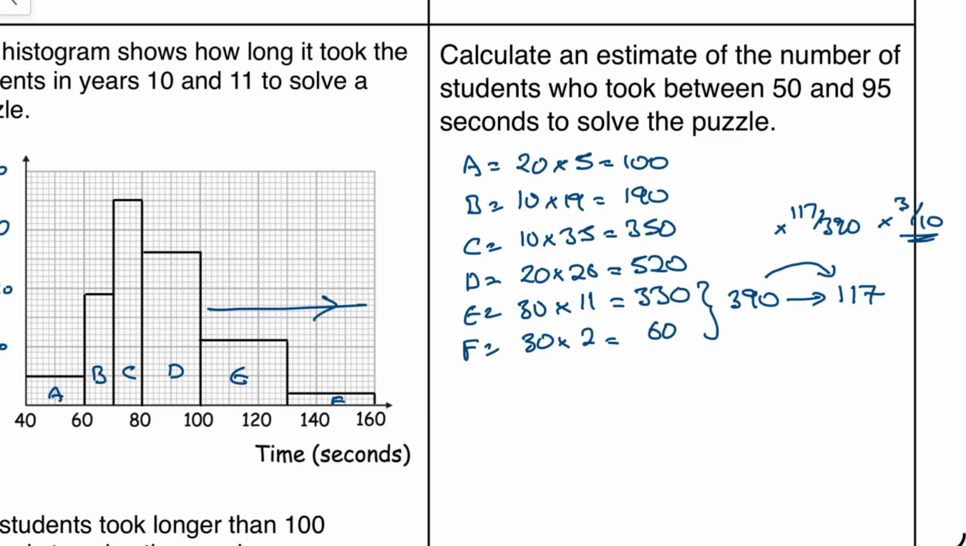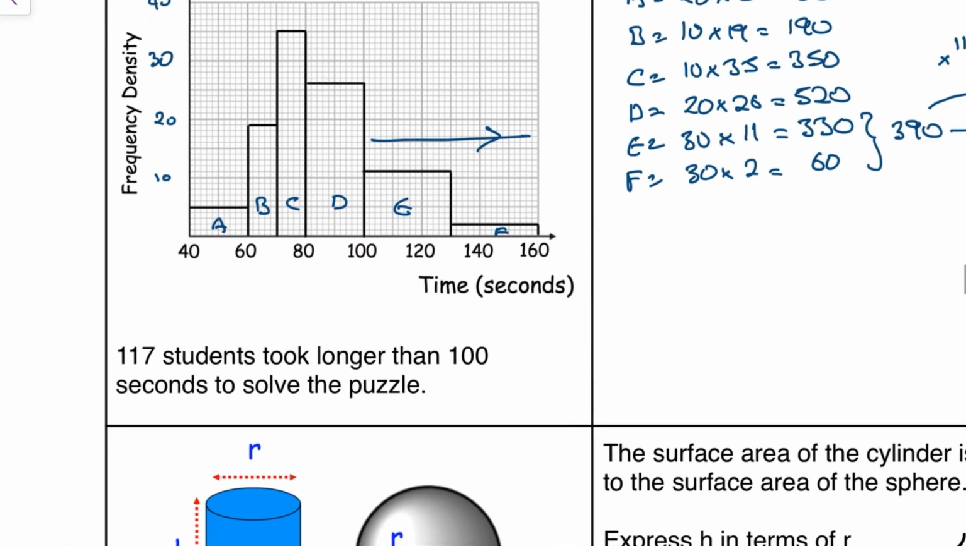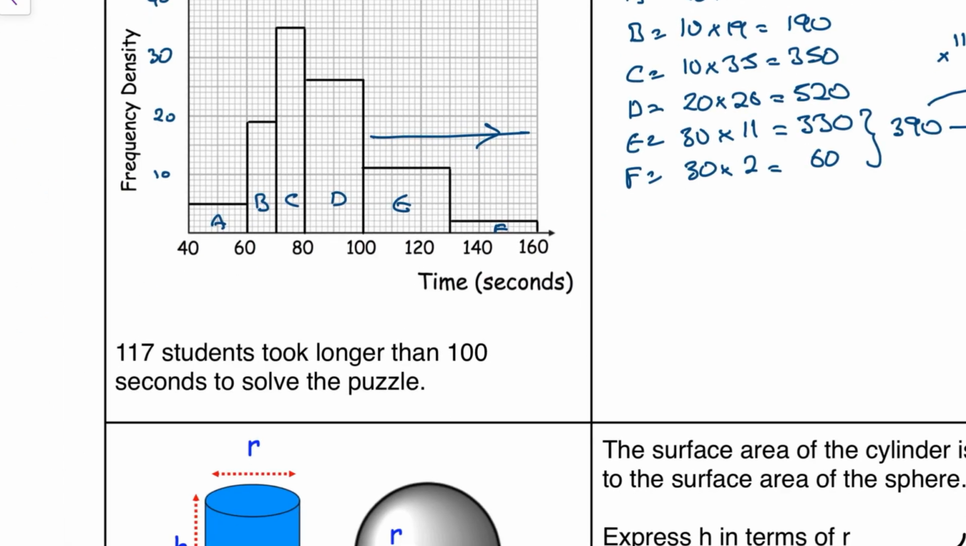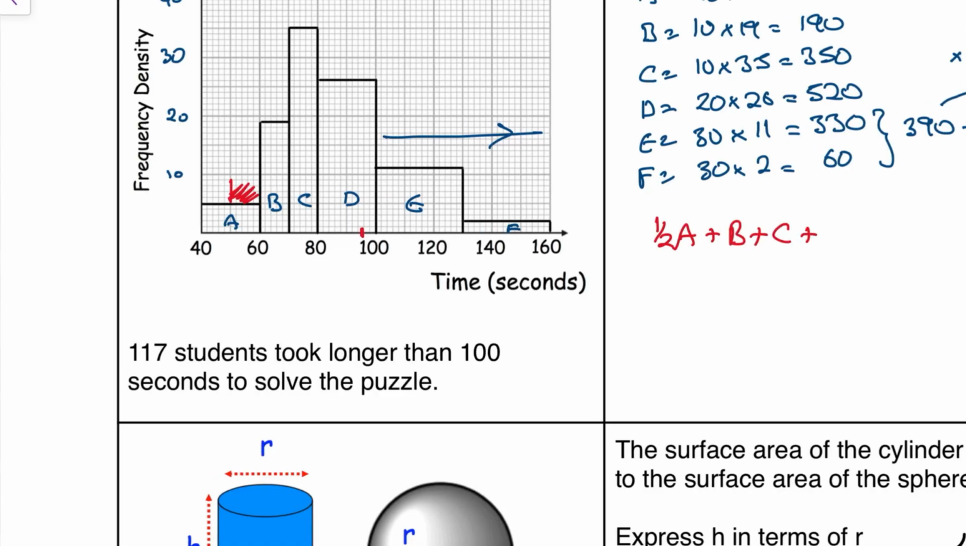Calculate an estimate of the number of students who took between 50 and 95 seconds. So I need, well, 50 is here, so I need half of these. So I'm going to write this down. So I need half of A, 95 here, right? So all of B, all of C, and 80 to 190. So that's going to be 3/4 of D. And we can work that out. So let's just do that.